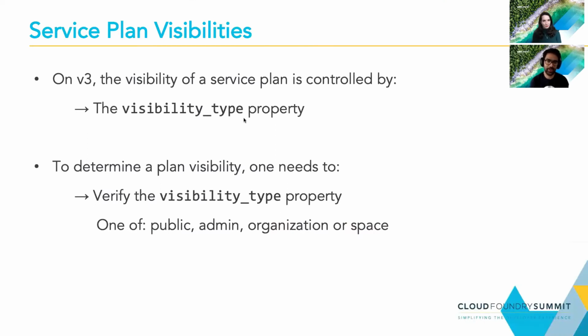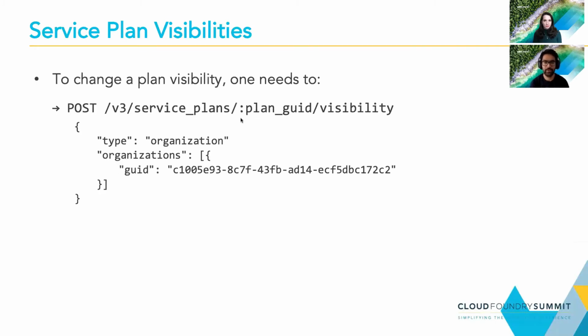The first thing we did was add a property that tells the client immediately what the visibility type is for that particular service offering or service plan. And that can be public, admin, organization, or space. We also made it simpler for users to change by sending a single request to CAPI, and then CAPI will take care of synchronizing all of the things that need to be synchronized. And V3 service plan visibility is not a thing anymore. It just doesn't exist.